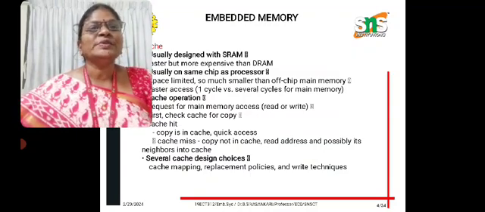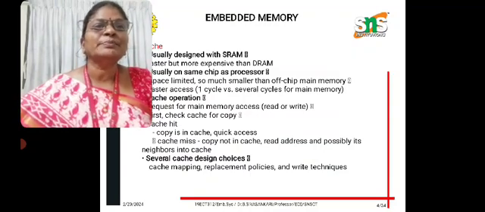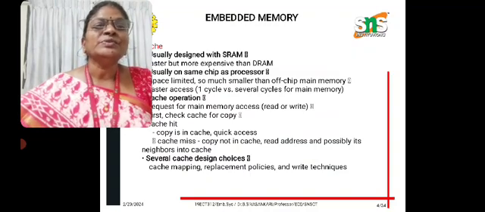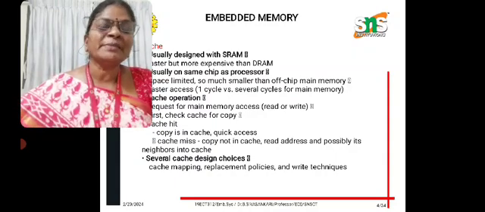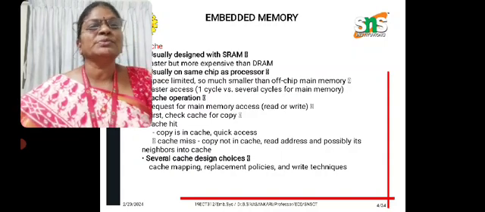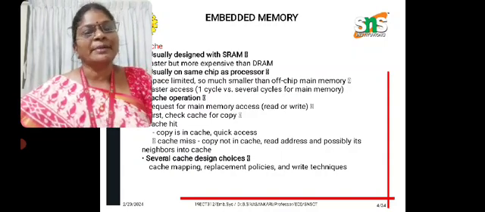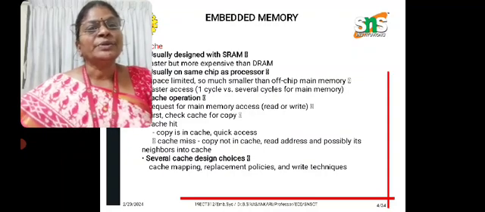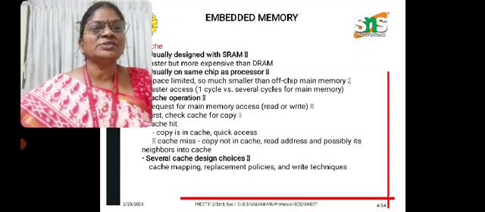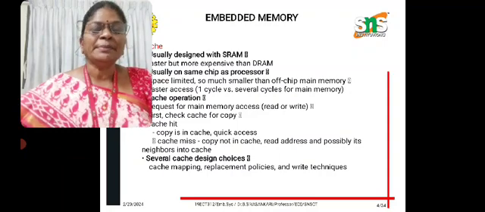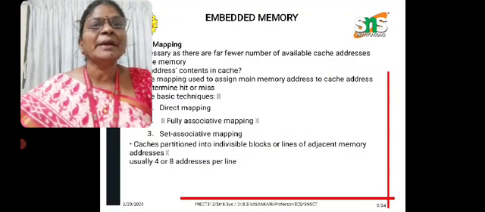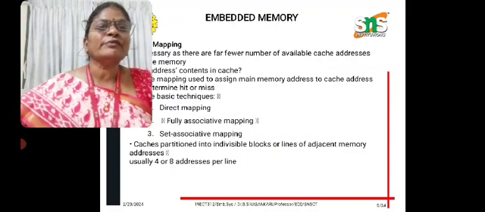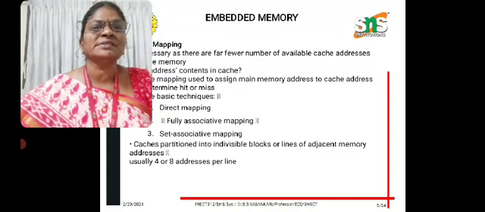Cache is usually designed with SRAM, which is more expensive than DRAM, usually on the same chip as the processor, which can be smaller than off-chip main memory, and it is consulted for main memory access. It may be a read or write process. First it checks the cache for a copy, then gives quick access. There are several cache design choices like cache mapping, replacement policies, and write techniques.